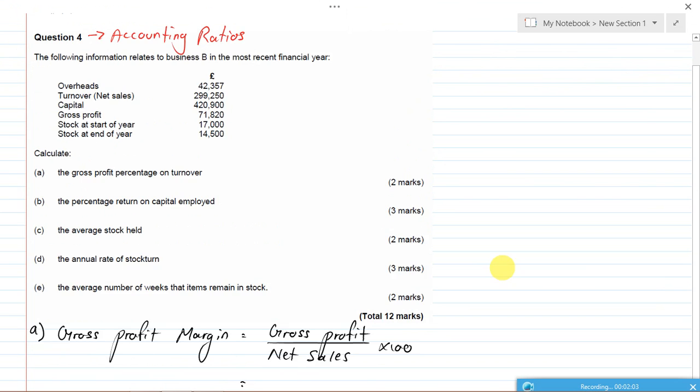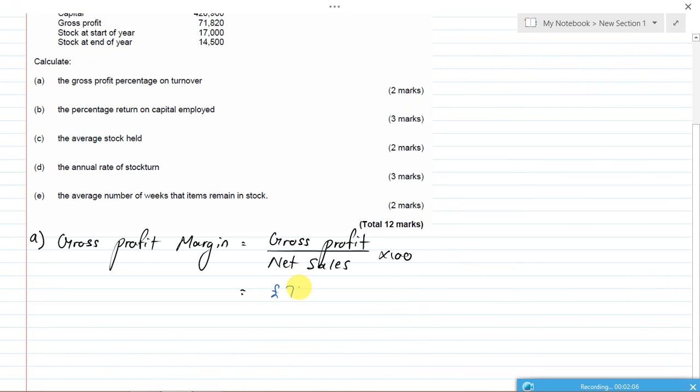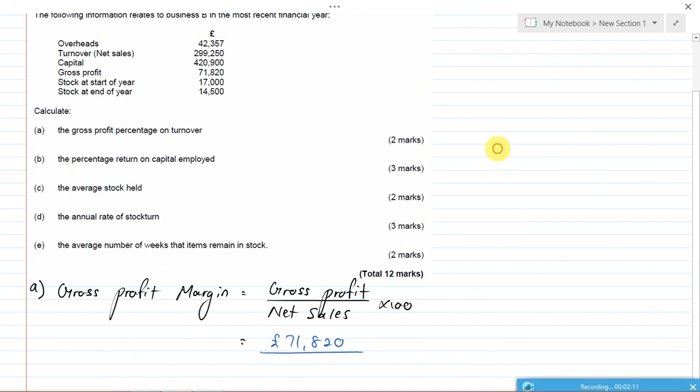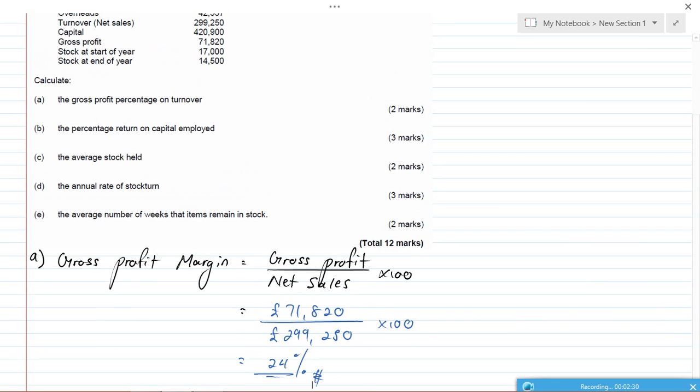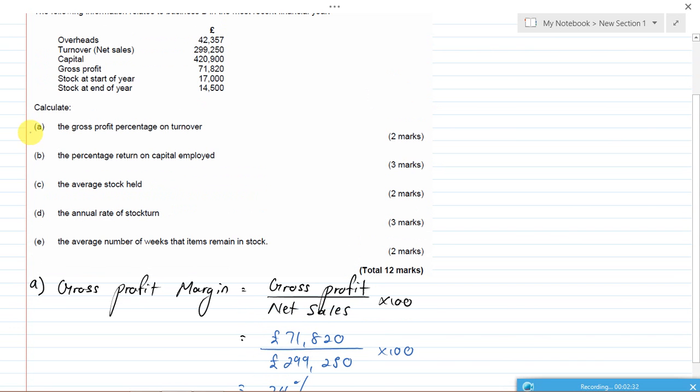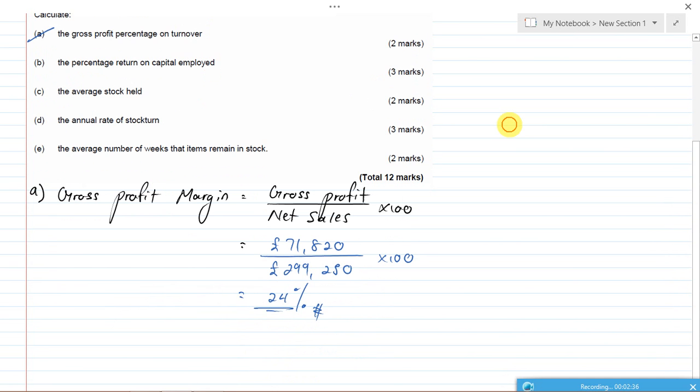Gross profit is 71,820 divide with our turnover going to be what? 299,250 times 100, which our net sales. So you will get 24%. Done. So if you put the formula, the working, everything, you will get what? 2 marks. We are done with the part A. Next, B. Return on capital employed.